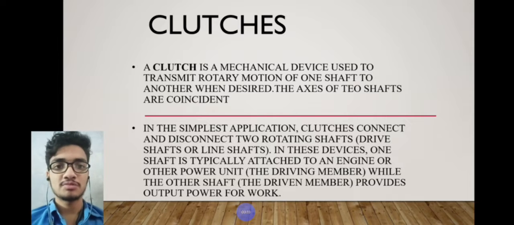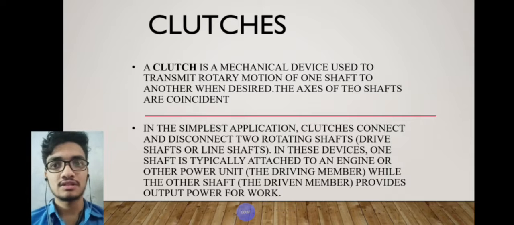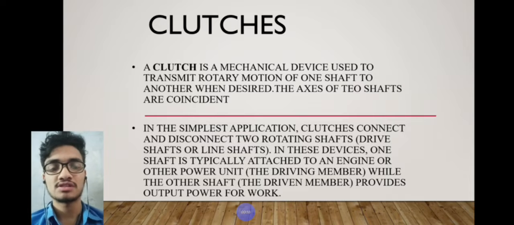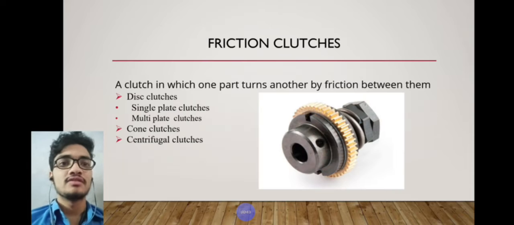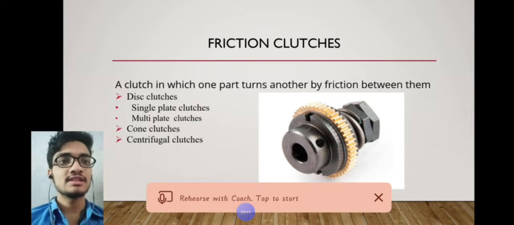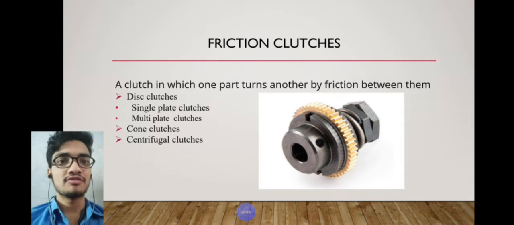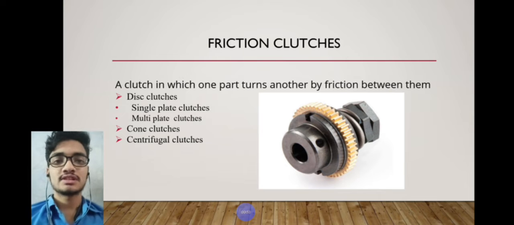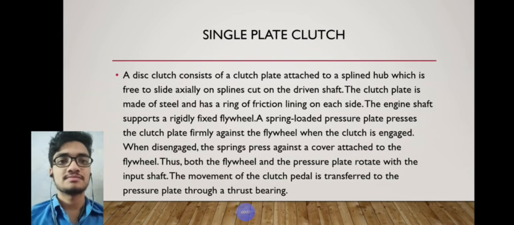It transmits the rotary motion which is present in one shaft to another shaft while connecting to it. Frictional clutches are clutches which transmit rotary motion by friction. Types of frictional clutches are disc clutch, single plate clutch, multi plate clutch, cone clutch, and centrifugal clutch.